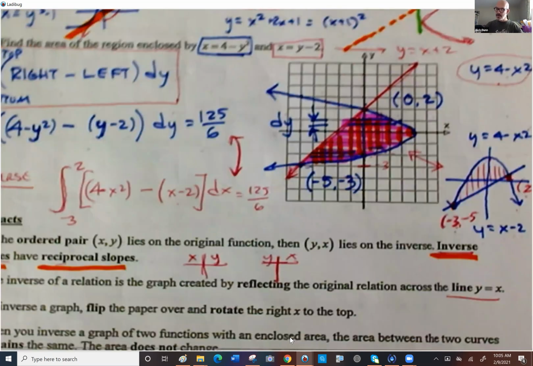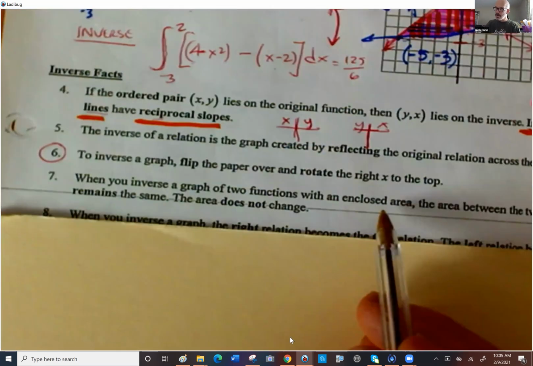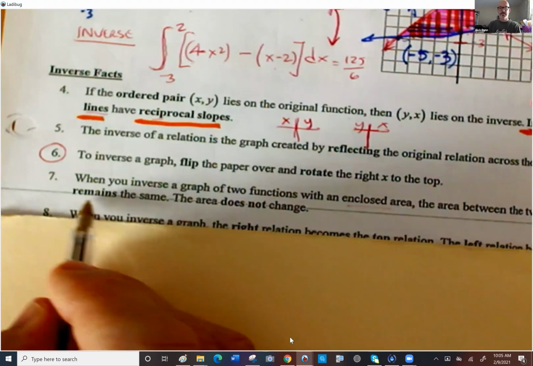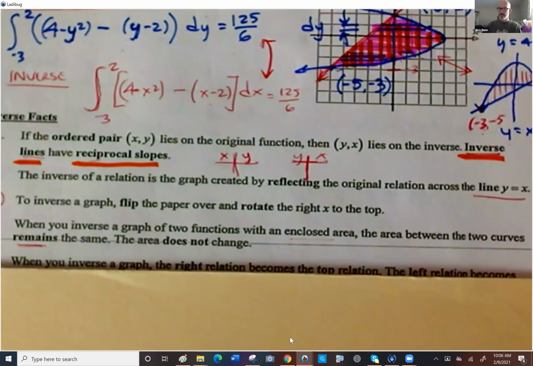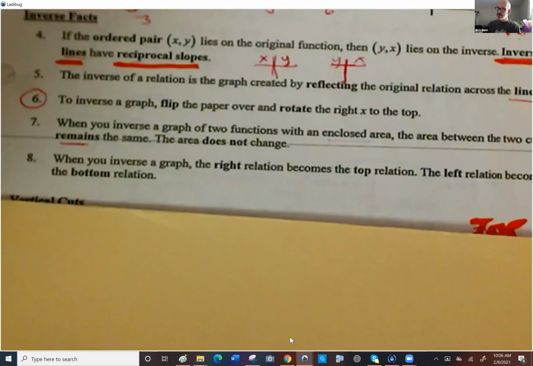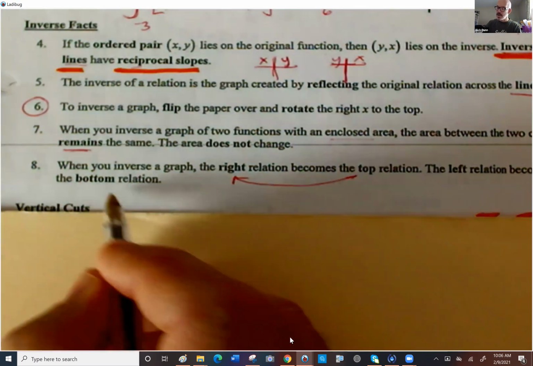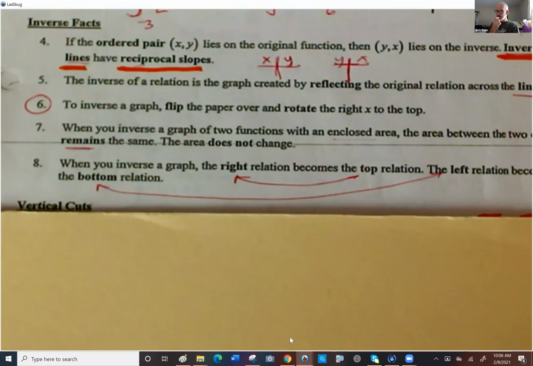Next, when you inverse a graph of two functions, with an enclosed area, the area between the two curves remains exactly the same. Both of these areas up here in this example had the exact same areas. And then lastly, when you inverse a function, the right and the top are going to interchange, and the bottom and the left are going to interchange with each other. So let's do some examples of each one of these and see where we go.